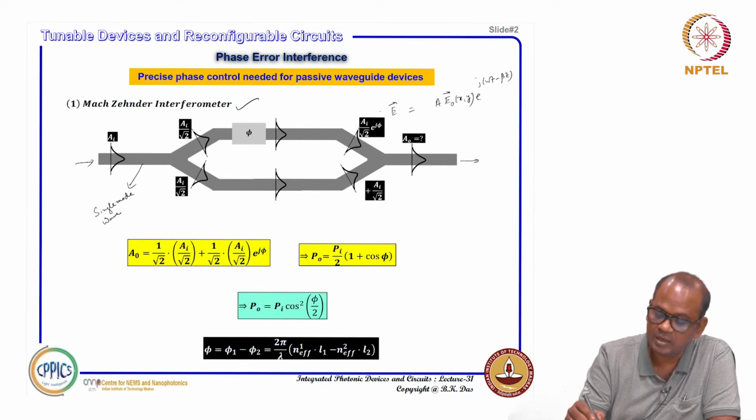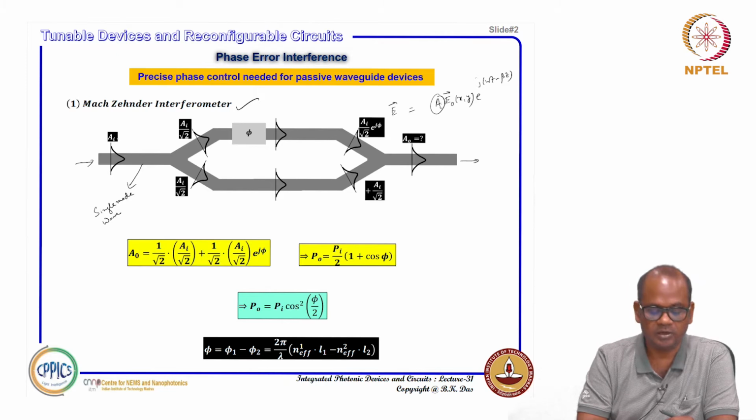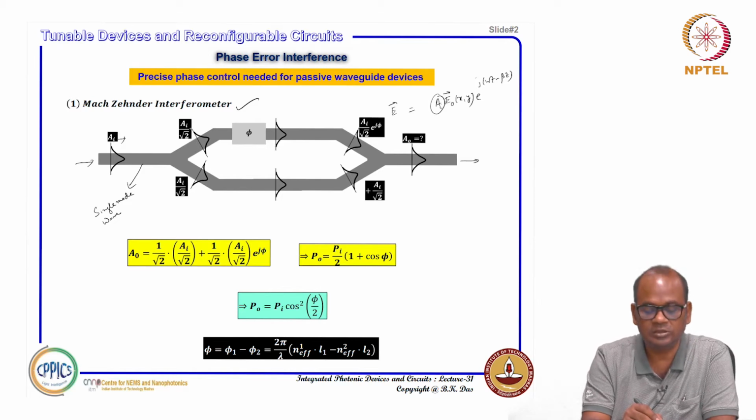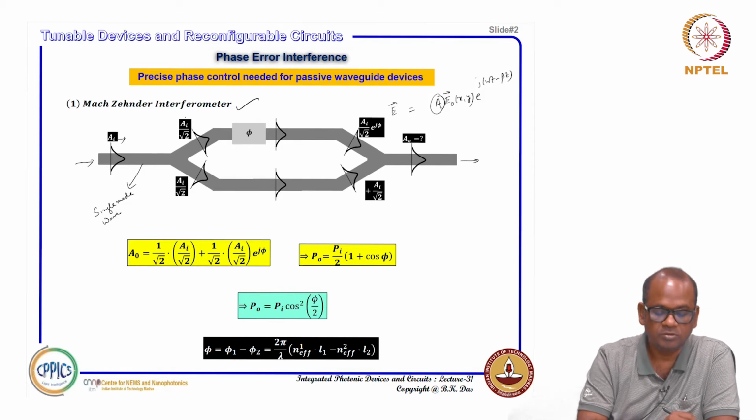So, this A I, when I consider, is the amplitude of the incoming field of the guided mode. And then in the Y junction we know that amplitude splitting happens, and following energy conservation you will have A I over root 2 in the upper branch and A I over root 2 in the lower branch, if these waveguides are symmetrically split through Y junctions.